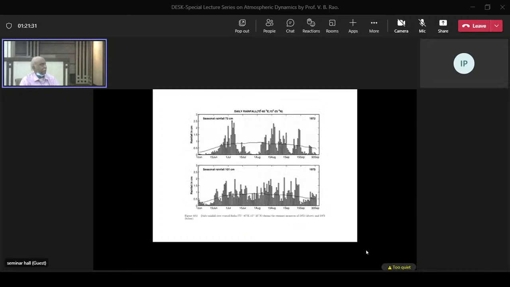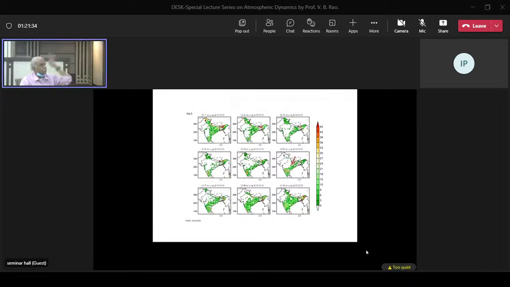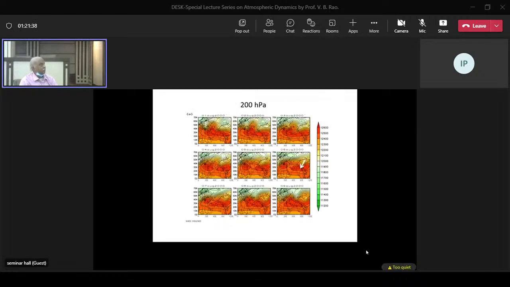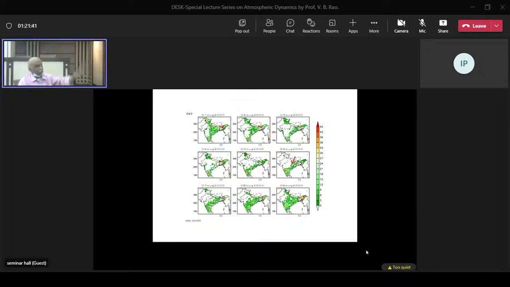Next page, please. Now you see, this is one case. Compare the first, second, third: 1st August 2000 to 3rd August 2000, and then 6th August. You see that white region is without rainfall. Very clearly, there is no rainfall. It is typically a break monsoon case: from about 1st August, by about 9th August, it has revived.